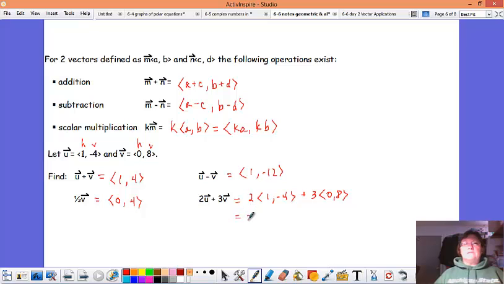2 times 1 is 2. 2 times negative 4 is negative 8. So after we've done this multiplication first, because it takes precedence over the addition, we got to do this multiplication next. 3 times 0 is 0, and 3 times 8 is 24. Now we can worry about adding together those 2 vectors for a final result. 2, and negative 8 plus 24 is 16. All right, very good. Adding, subtracting, multiplying with vectors.